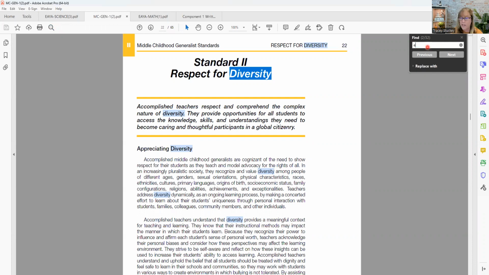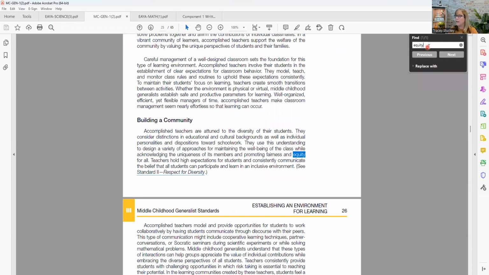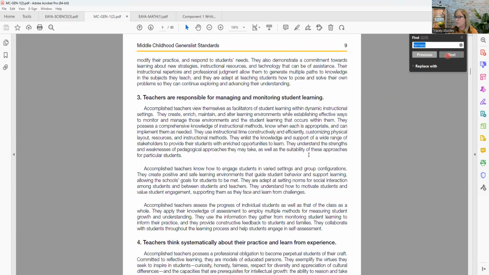Now, I could change this very easily to equity. And notice when it comes to equity, I only see 1 in the standards that are relative to MC Gen. That doesn't mean it's not important at all. It just means when you are looking through your standards, this little magnifying glass will help you know where to go. Notice when I put in fairness, I'm around building a community of learners. And then it looks like there's 2 of those.